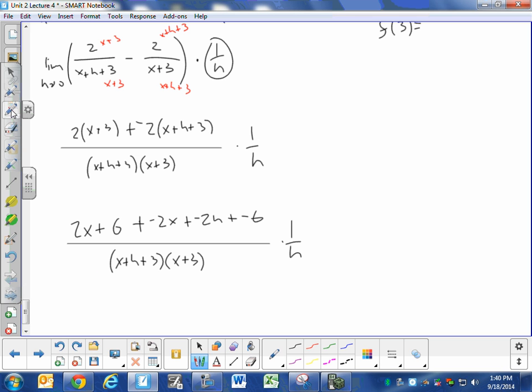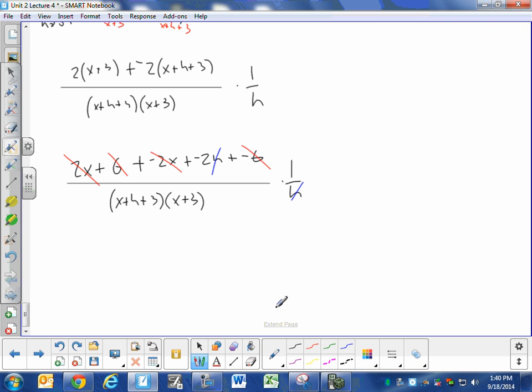Now, if everything is right in the world, we will see things cancel. Negative 2x and the 2x. 6 and the negative 6. Leaving me with just negative 2h over this denominator times 1 over h. Well, guess what? This h divided by this h goes away. It's just 1. It cancels. So what I have remaining is a simplified function that I can plug 0 in for h.